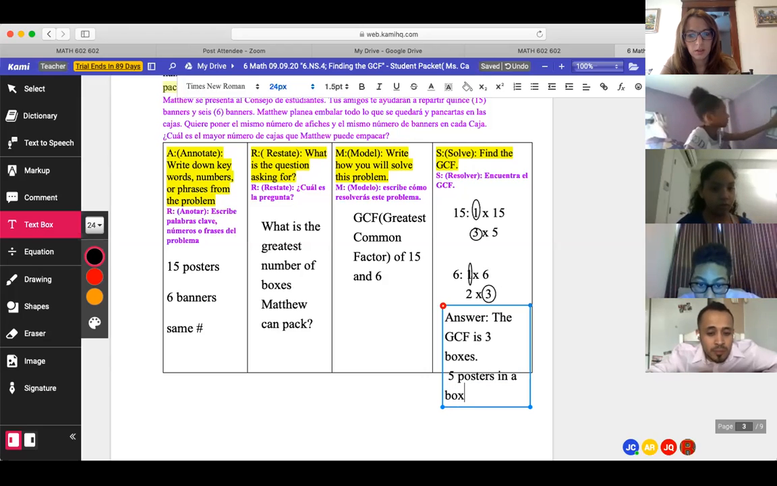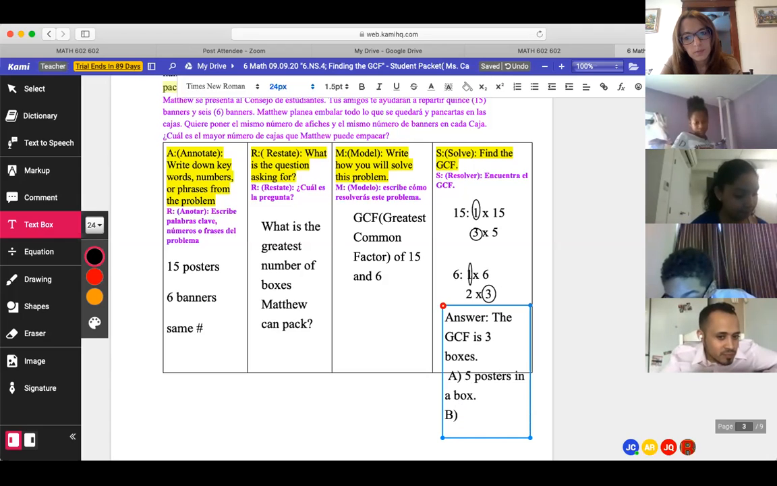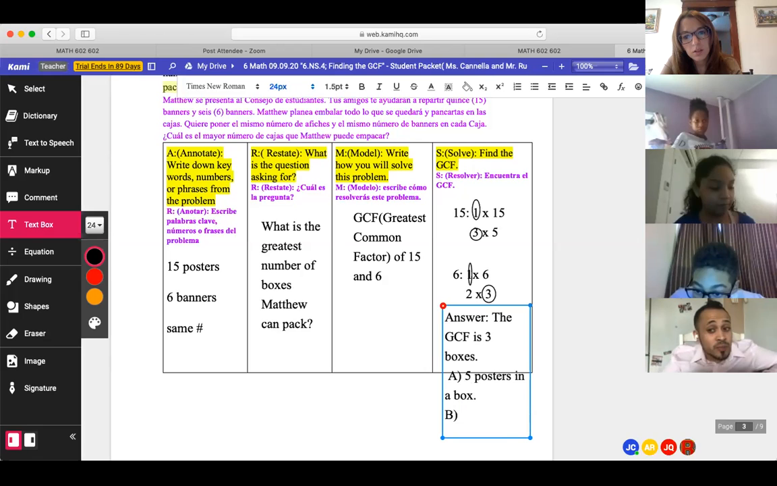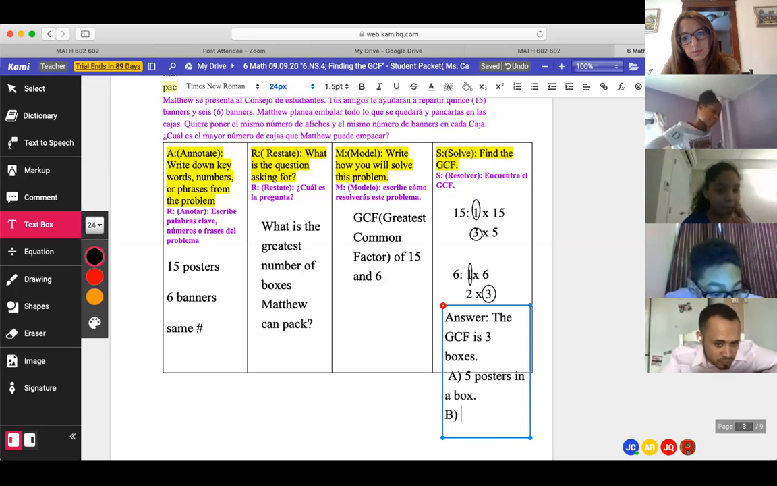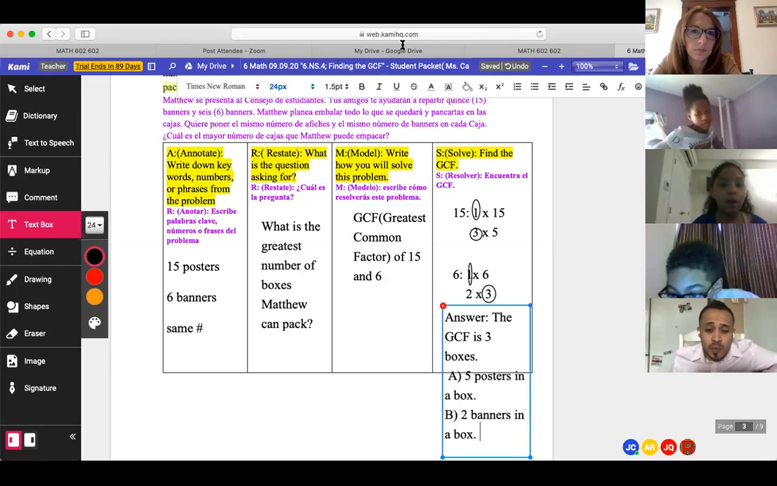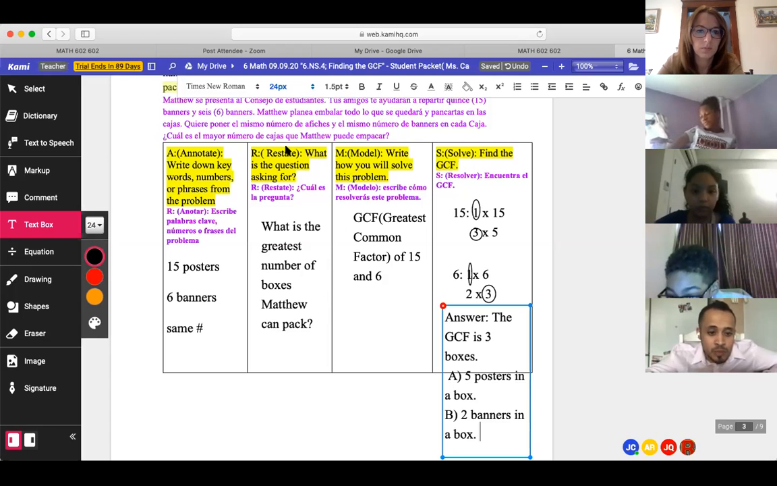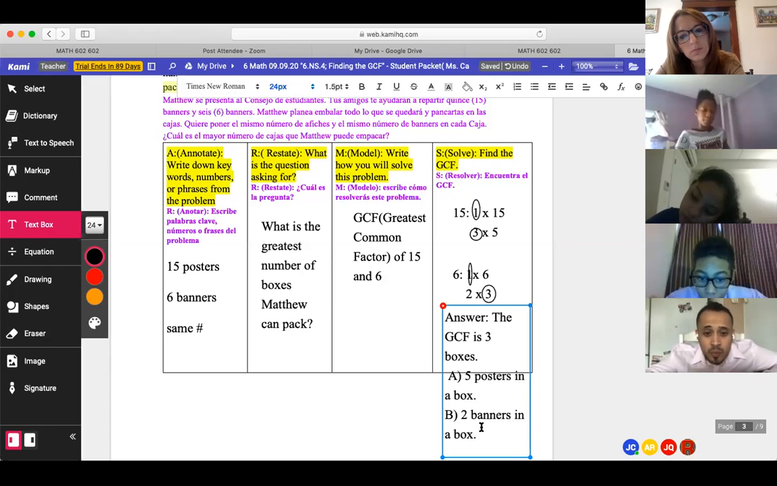5 posters in a box, right? Boom. Now I'm going to ask the same thing about the banners. How many banners should I put in each box? 3 is the greatest common factor, but how many banners? 3 times what equals 6, the product? 2. Good. The same number will be 5 posters and 2 banners in each box to make it completely equal. Does that make sense?